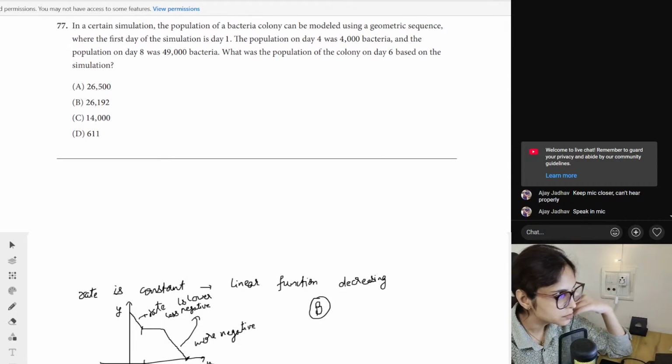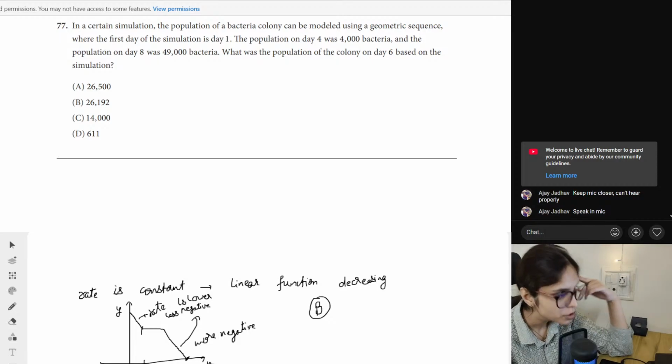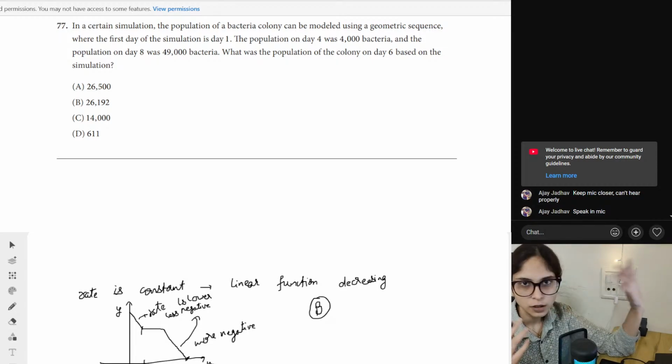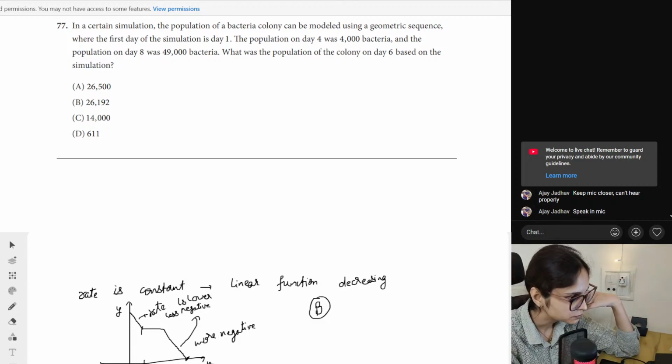Now question number 77. Also, as far as I have the information, you are able to use Desmos. So over here also we'll be using Desmos to do the calculations, because that is what you can see on the screen. Okay, so now what is the question?